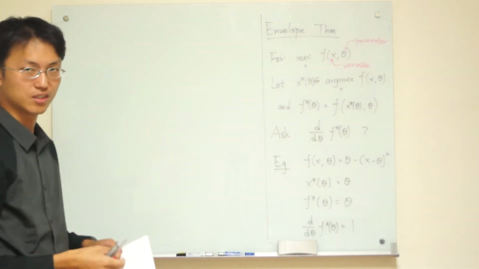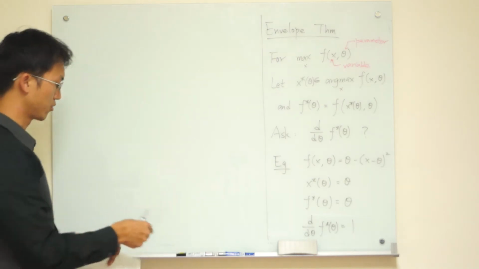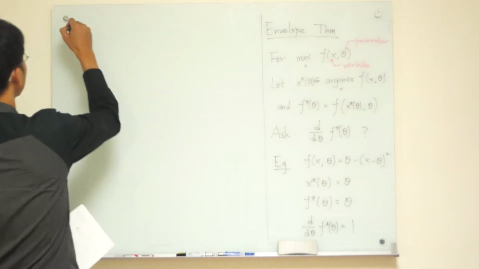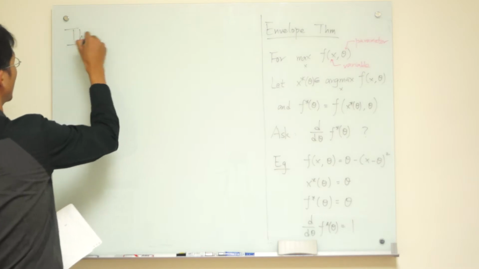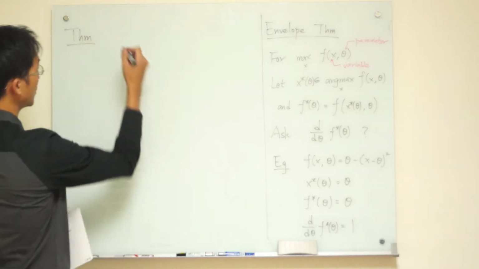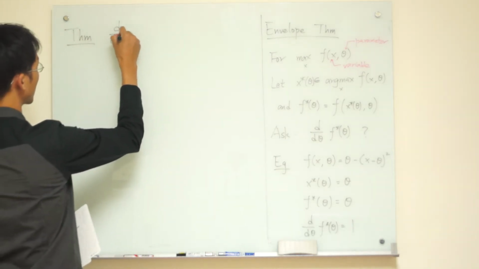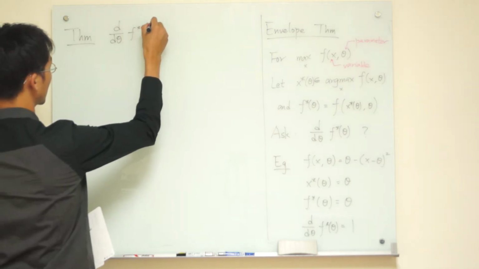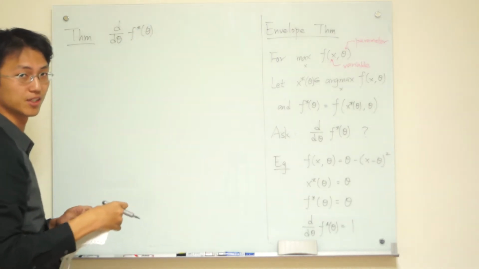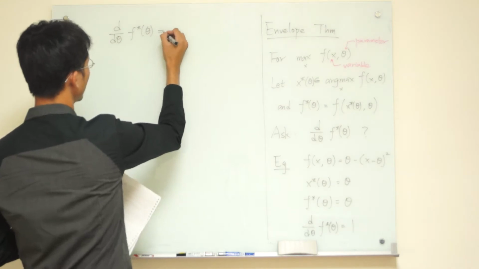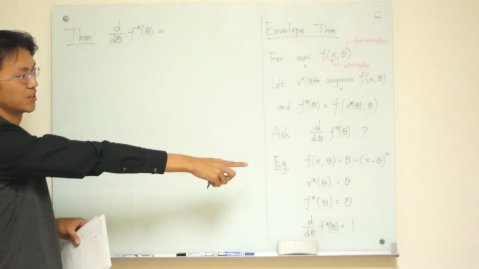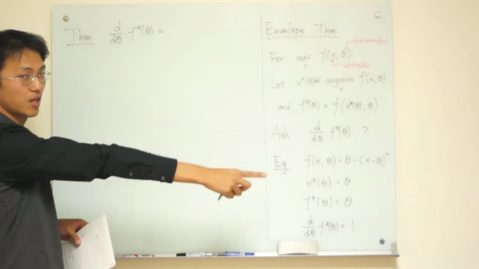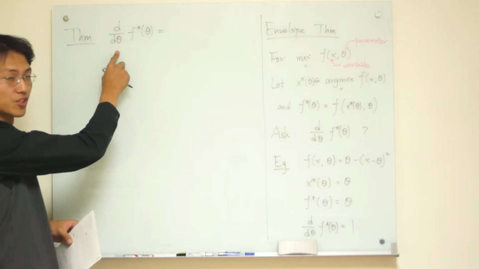The theorem is indeed giving us a formula. So the quantity we want can be found in the following way. Here, I need to first find the optimal solution, plug in, and then do the differentiation.